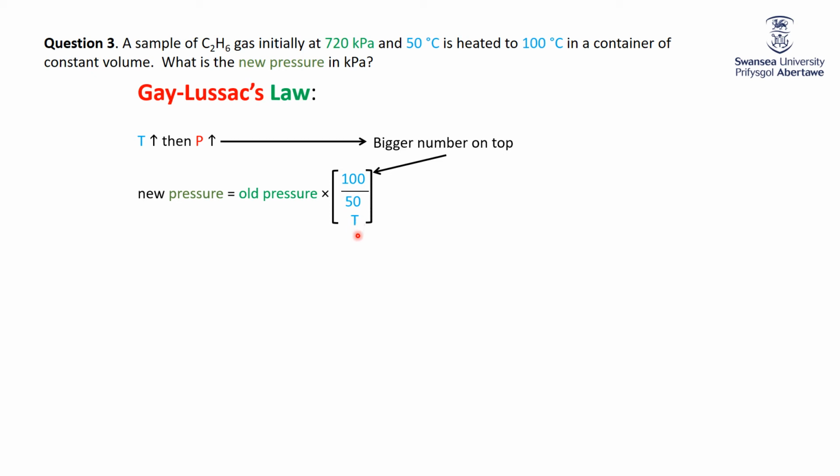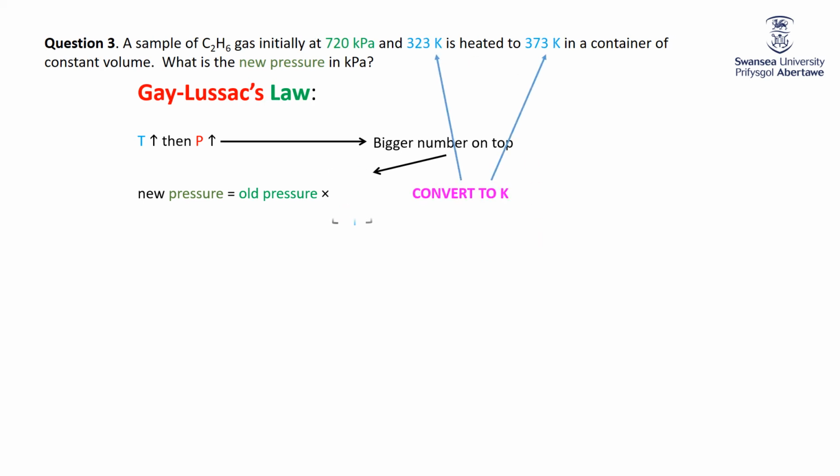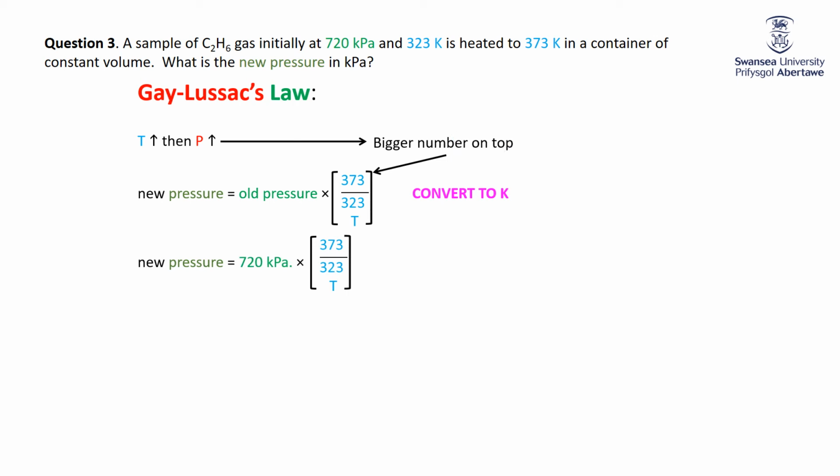Just in case you've forgotten, I put it in here, and 100 over 50 would give you the wrong answer because that's Celsius. We of course need to convert to Kelvin, and so it's actually 373 over 323. The old pressure was 720 kilopascal multiplied by that ratio of the temperatures. That's going to increase the pressure. And we get the new pressure, 831 kilopascals.